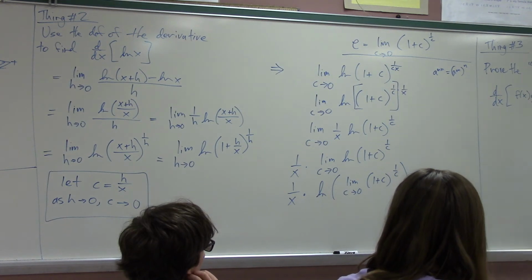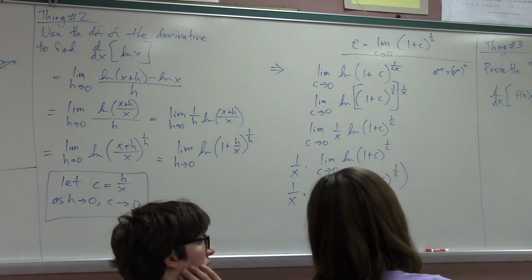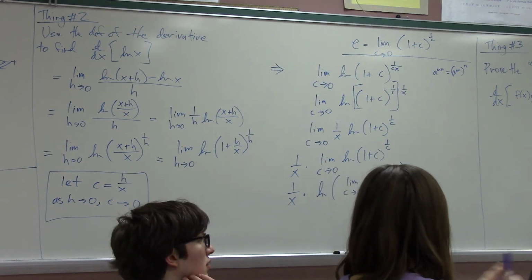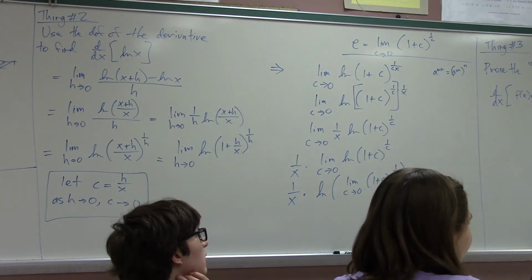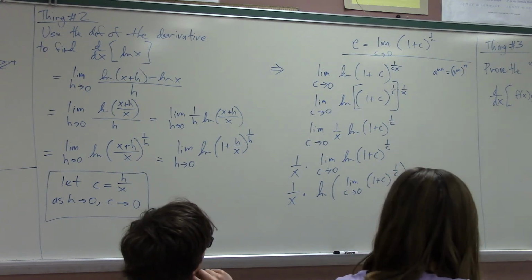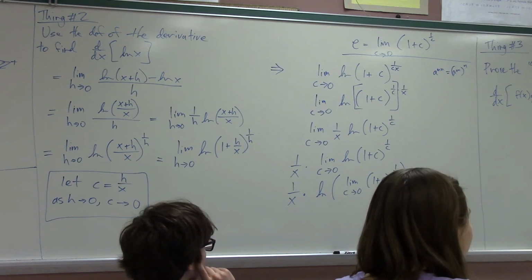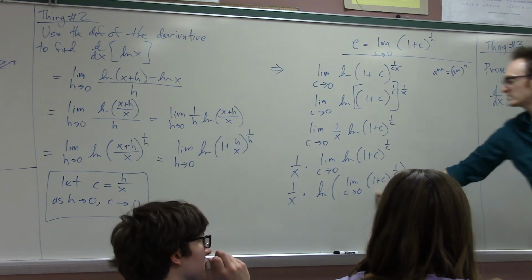Wait, how did that work? Oh wait, because that's just ln e then. Because it's one of those composition of two functions things, right? The limit of f of g of x is the same as f of the limit of g of x. Think about it, it's true. We definitely didn't do that epsilon delta proof. It was one of those ones where we just said, look in the appendix. All right, and this is just e.